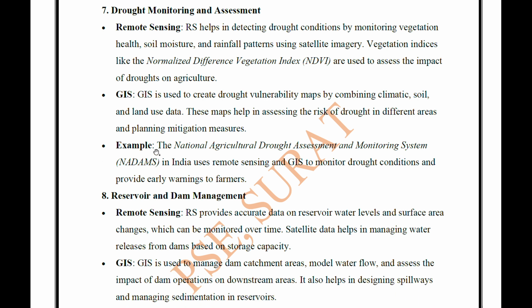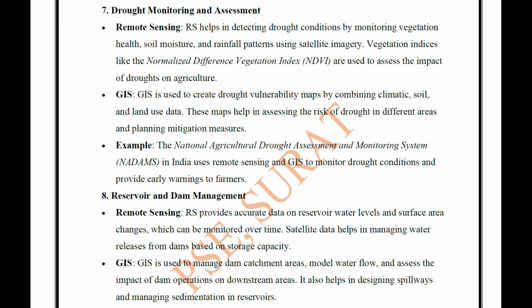Seventh is drought monitoring and assessment. Remote sensing helps in detecting drought conditions by monitoring vegetation health, soil moisture, and rainfall patterns using satellite imagery. Vegetation indices like the Normalized Difference Vegetation Index, NDVI, are used to assess the impact of drought on agriculture.